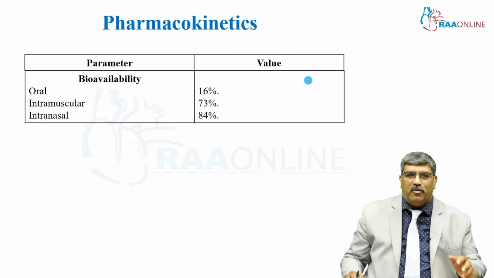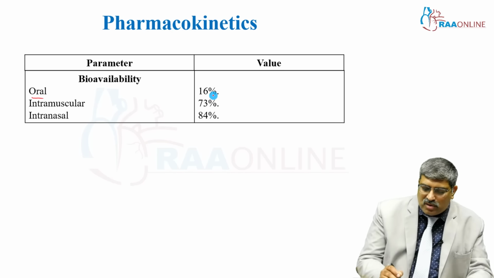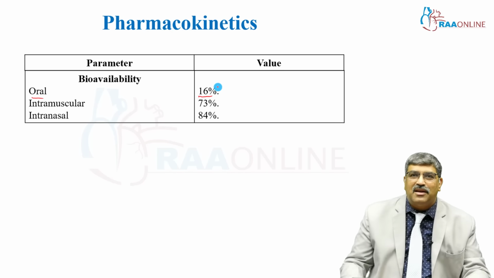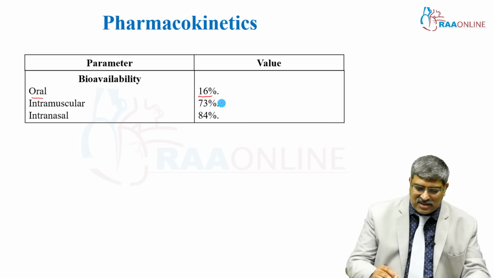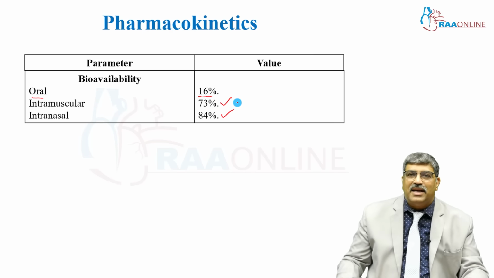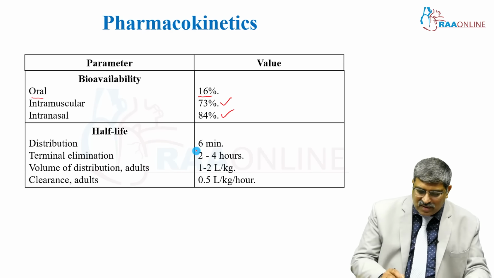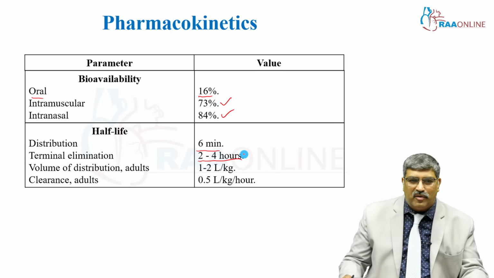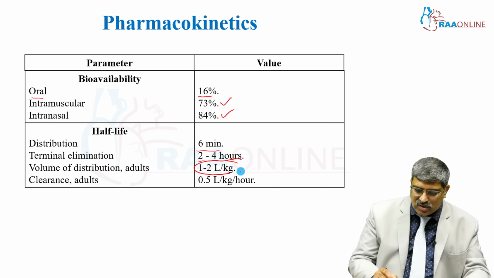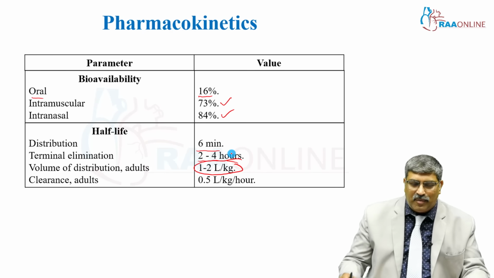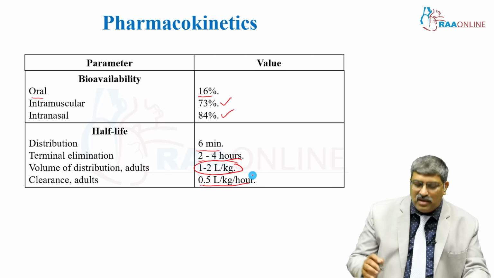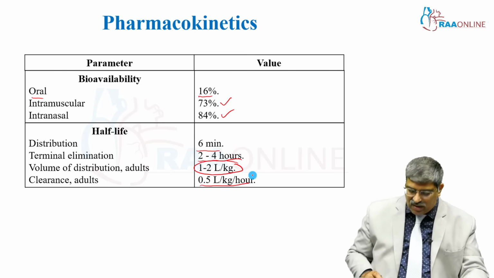Coming to the bioavailability, by the oral route the bioavailability is 16%. Intramuscular, it is 73%, and intranasal, it is 84%. Distribution half-life is 6 minutes, elimination half-life 2 to 4 hours. Volume of distribution is 1 to 2 liter per kilogram, and the clearance is 0.5 liter per kilogram per hour.